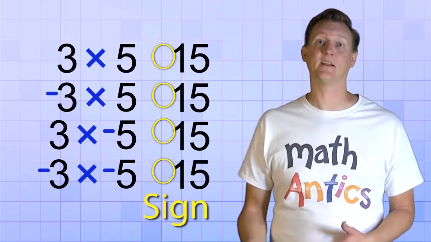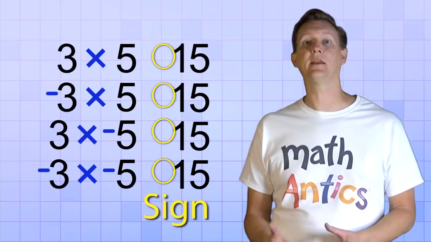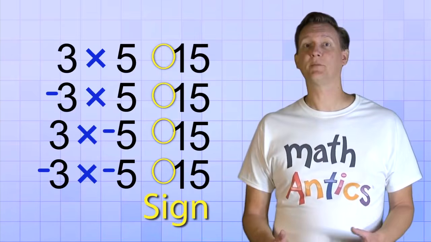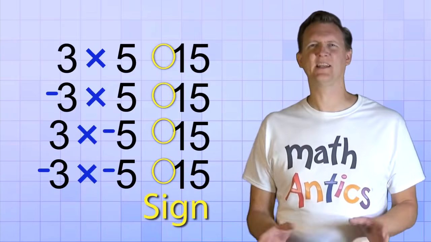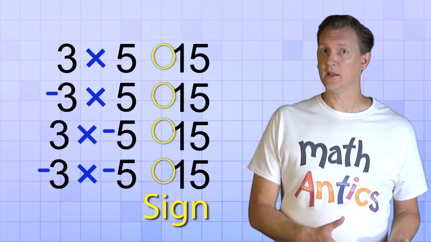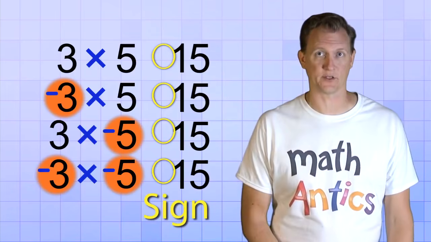It's just that the sign of the answer, whether it's positive or negative, will be different depending on how many negative factors we're multiplying. Basically, when doing integer multiplication and division, you can just pretend that the negatives aren't there while you multiply or divide. And then, you count up how many negative factors you have to figure out the sign of the answer.